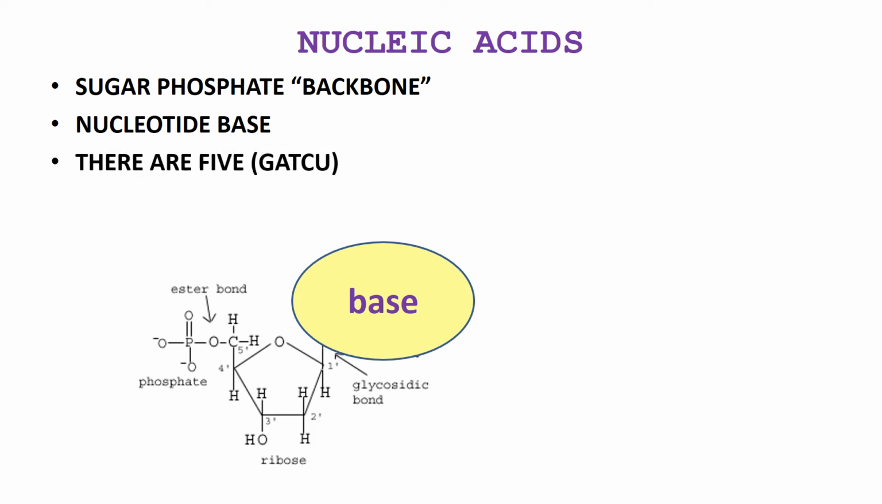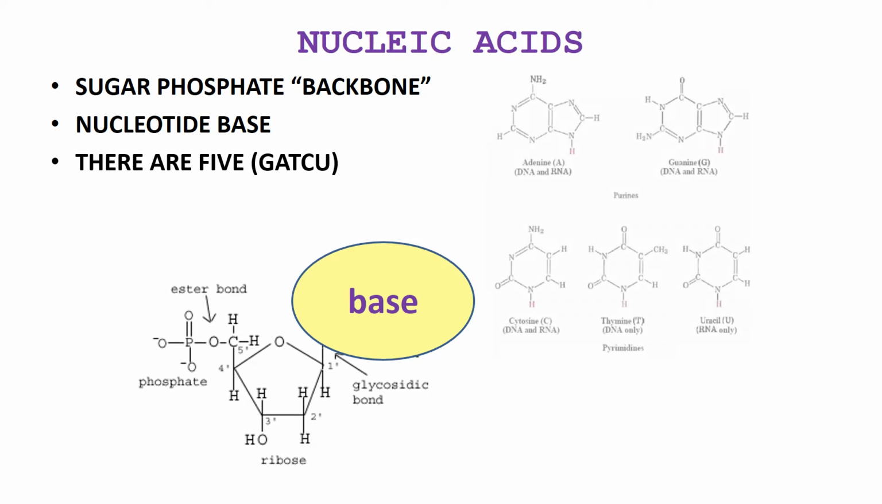So a nucleic acid is composed of a sugar, a phosphate group, and nucleotide bases. The sugar and the phosphate group make the backbone of DNA and RNA. There are five bases: adenine, guanine, cytosine, thymine, and uracil.